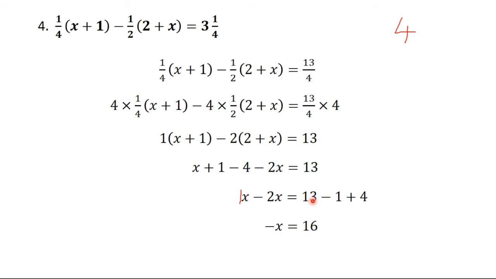Then, 13 minus 1 will give us 12. 12 plus 4 will give us 16. So minus x is equal to 16. The question told us to find x, not minus x. So you divide both sides by minus 1, and when you do that, x will give us minus 16.